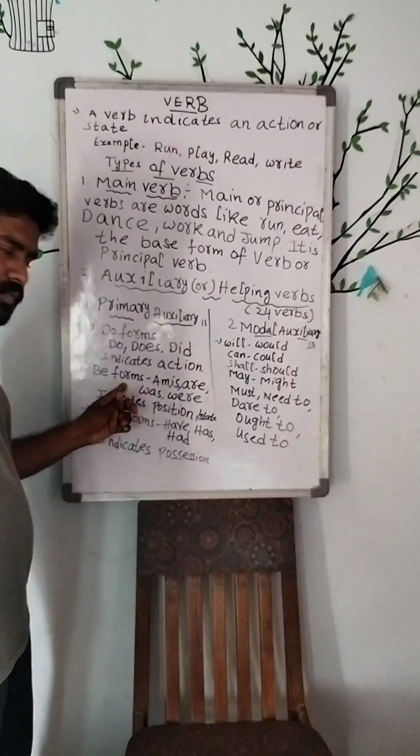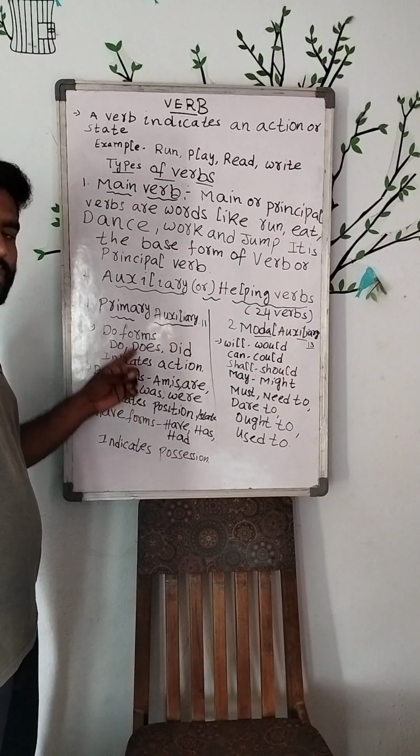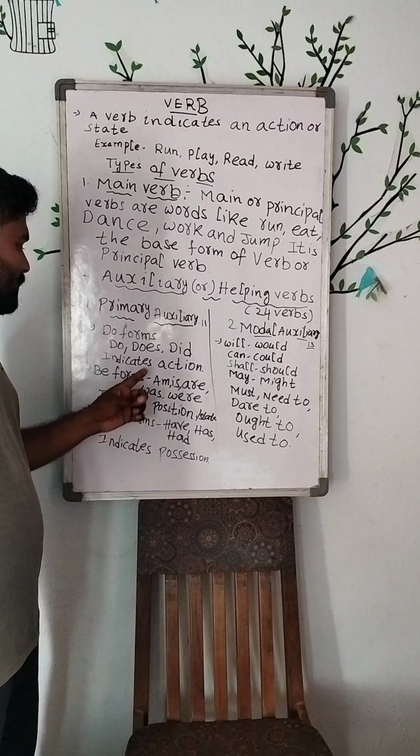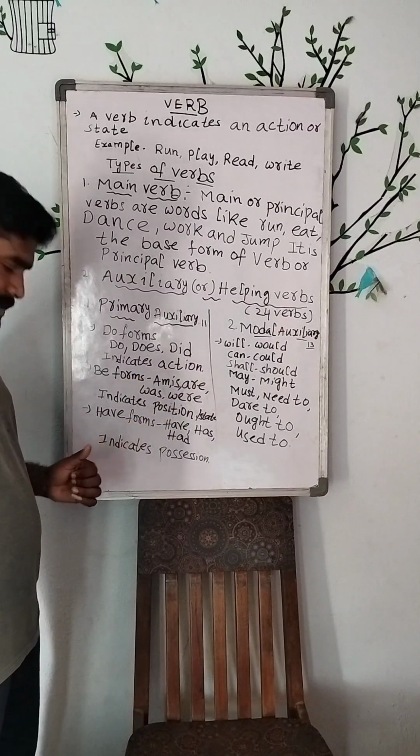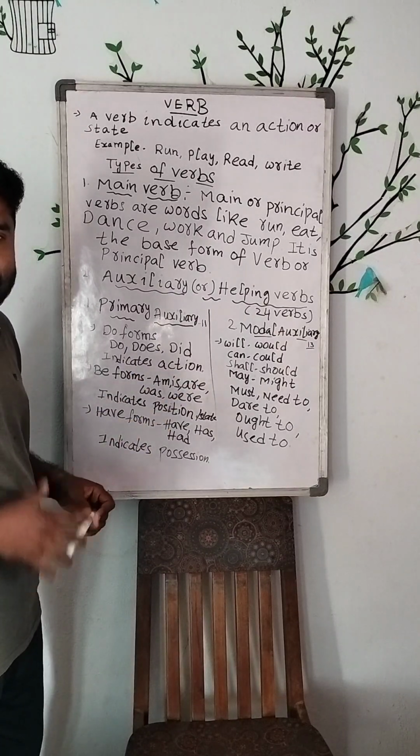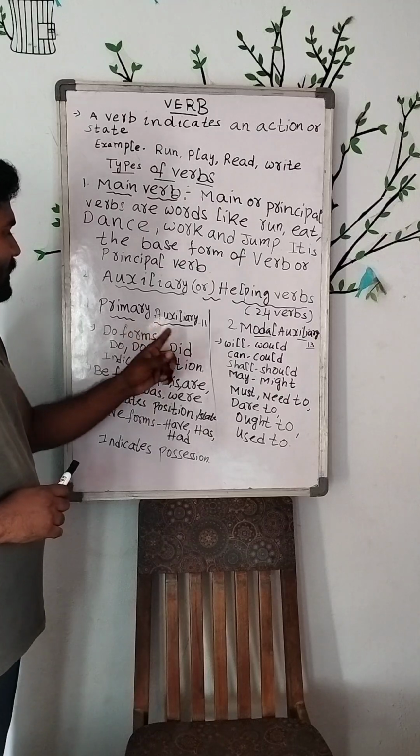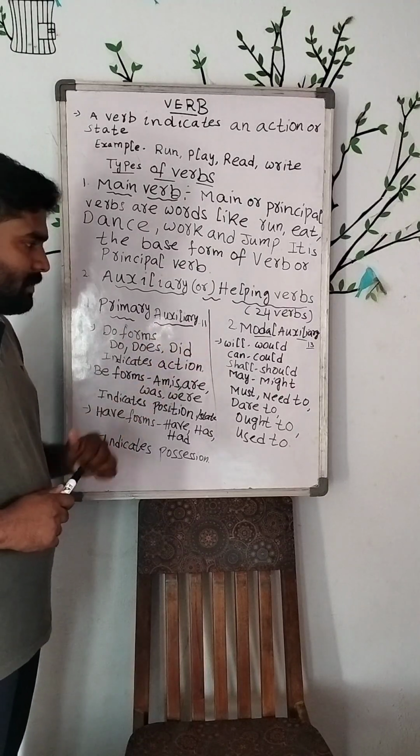Do forms, be forms, have forms. Do forms are do, does, did. Be forms are am, is, are, was, and were. Have forms are have, has, and had. So these are primary auxiliaries. How many? 11 primary auxiliaries.